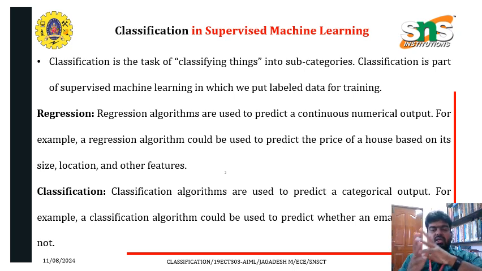So what is actually regression? Regression algorithms are used to predict a continuous numerical output. For example, a regression algorithm could be used to predict the price of a house based on its size, location, and other features. So how does classification differ from regression? Classification algorithms are used to predict a categorical output. For example, a classification algorithm could be used to predict whether an email is spam or not. That means there are only two possibilities: it is either spam or it is not. So it will categorize like this. This is called classification. That's the difference between classification and regression.